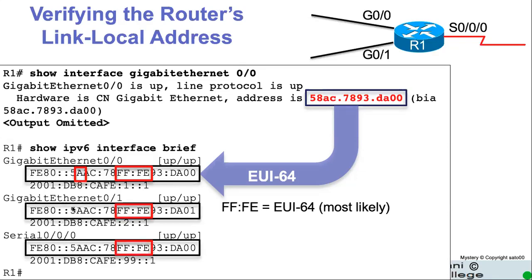We see gigabit 0/1 also uses its MAC address to create its link local address, EUI-64. Whenever we see FFFE in the middle, chances are very good that it's EUI-64, that it wasn't randomly created, although it could happen, but probably not.